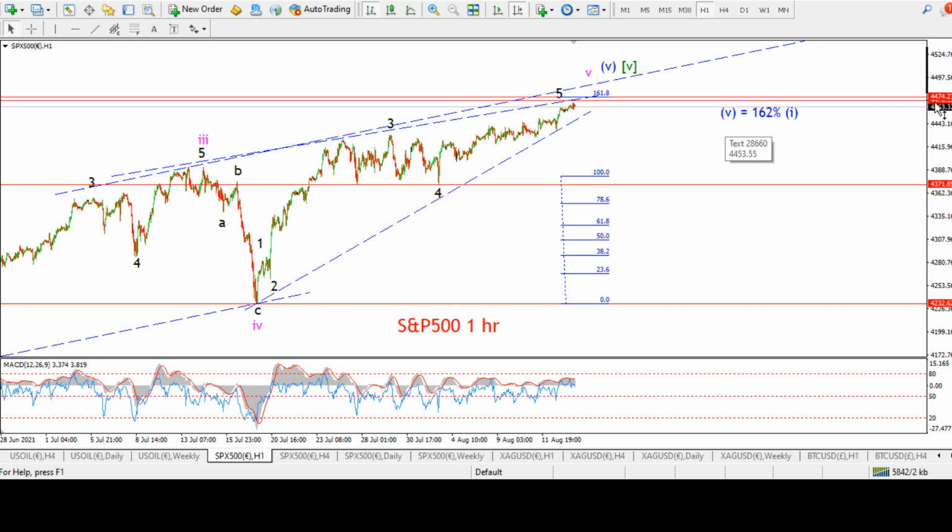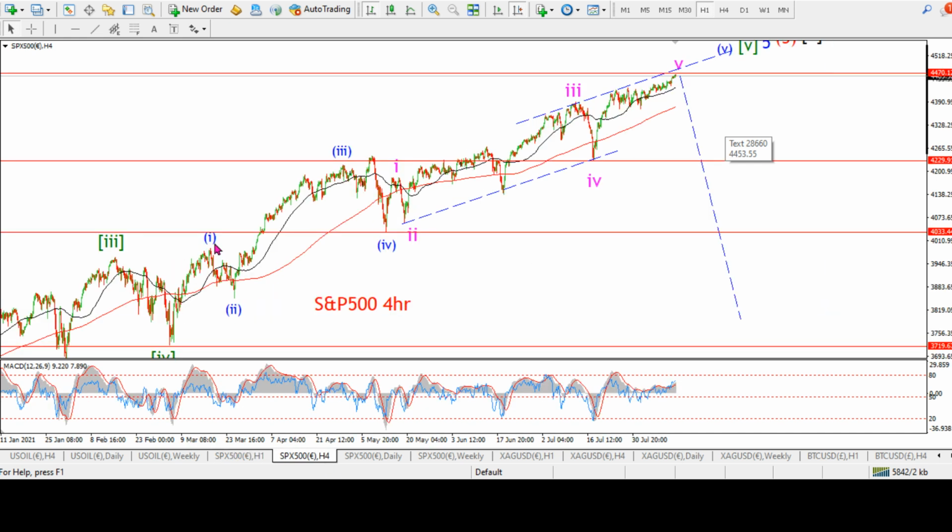We have 4470 marks where wave 5 in blue reaches 162% of wave 1 in blue. So that is on the hourly count here. You can see where we've taken wave 1 in blue and we extended from wave 4 in blue. Actually, I'll have to do that again. Now we take the wave 1, extended from wave 4. That gives us 4470. And just so happens that's where we're sitting at right now.